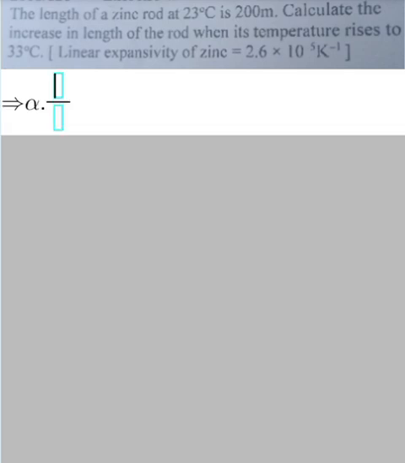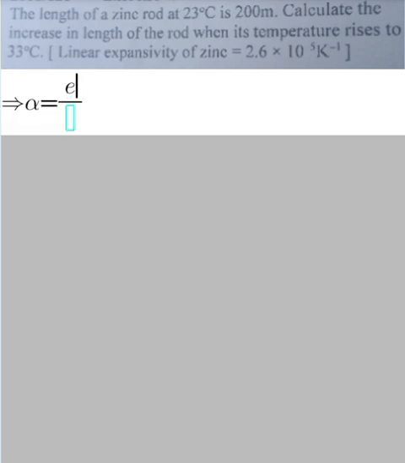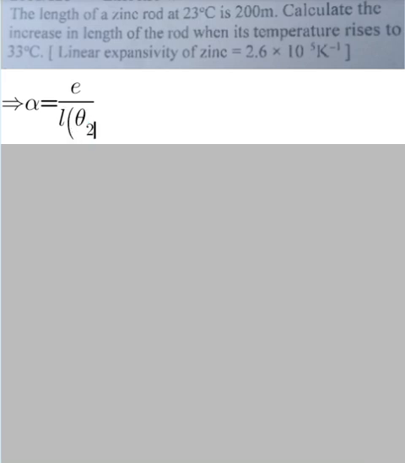So now what we are going to do is introduce the linear expansivity formula. The formula is: linear expansivity is equal to the increase in length divided by the length of the material times the final temperature minus the initial temperature. Yes, so this is the formula now.